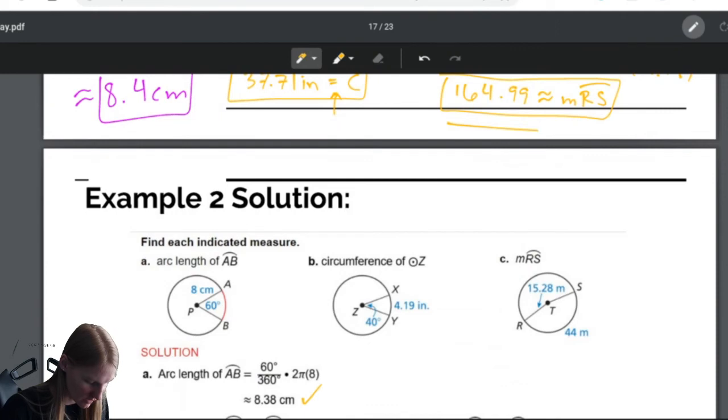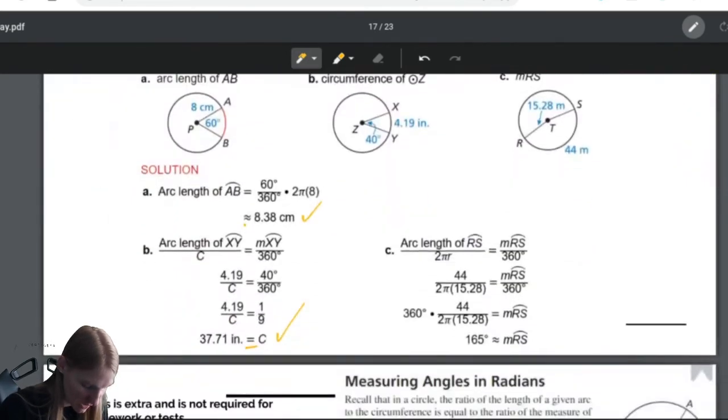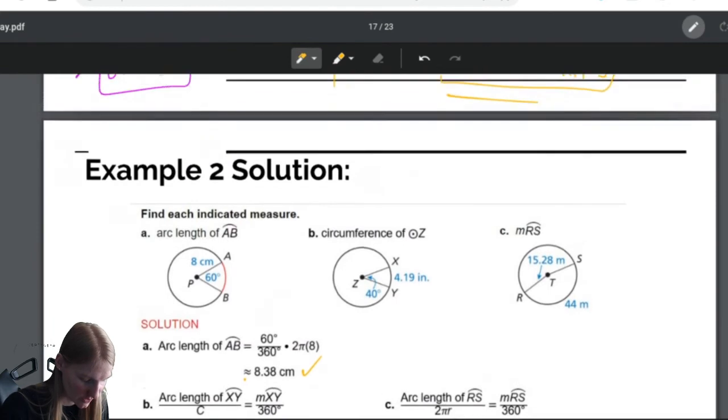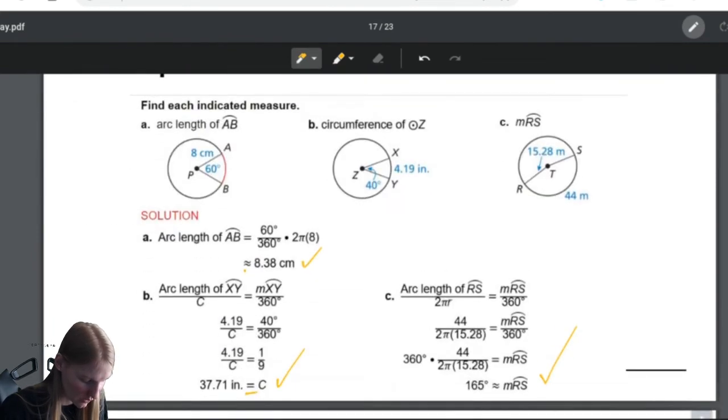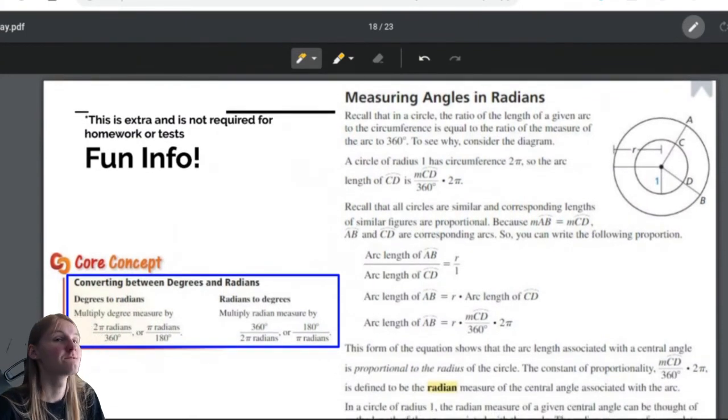8.38, 8.4, that's fine. 37, up, and look, they put the equals to, not the approximate. And 165, yep, and 164.99, cool. Beautiful, wonderful. Okay, next fun fact piece of extra information is degrees and radians.